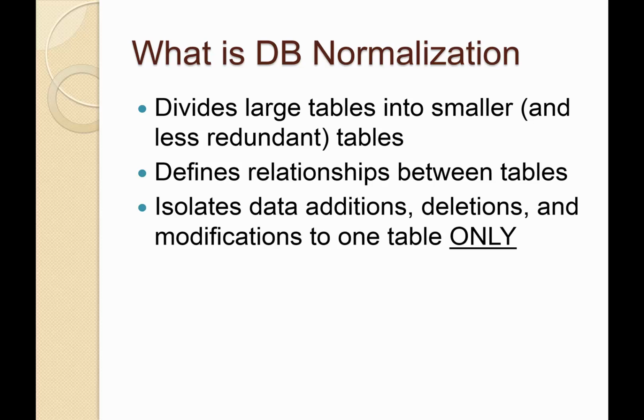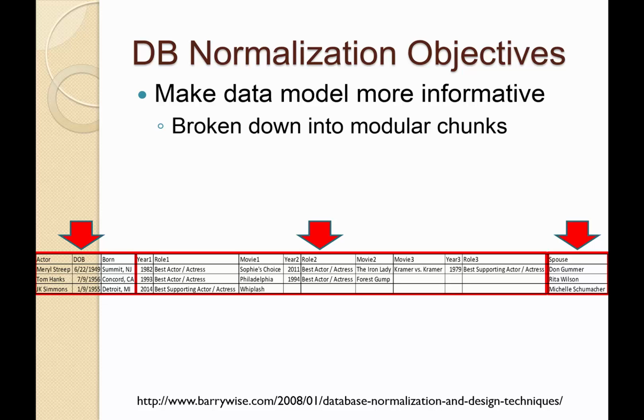We also want to make sure that any additions, deletions, and modifications only affect one table versus the whole structure across the different tables. If we look, here's our data or Excel spreadsheet that we started with, and we can see that we could break this down into modular chunks. For example, we can have actor data, then we can have year, role, and movie data, and then we can also have an actor's spouse.